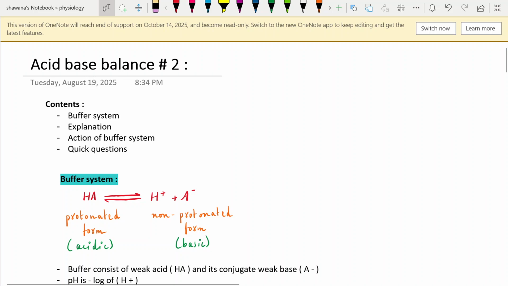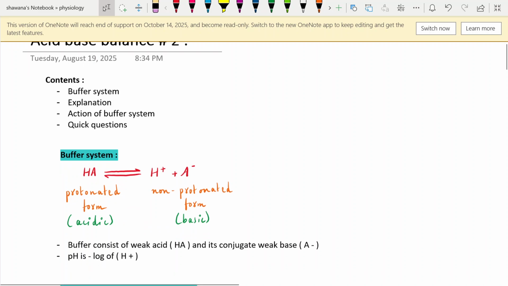Hello, guys, and today is our second lecture on acid-base balance. The contents are the buffer system and its explanation, the action of the buffer, and there are quick questions like examples. Okay, so let's get started.